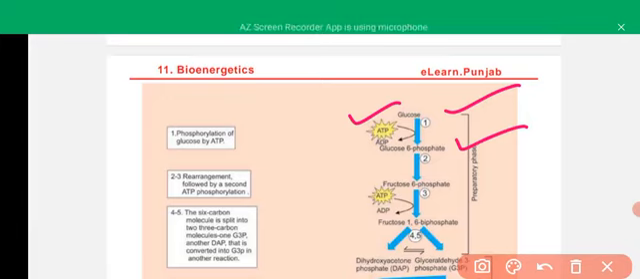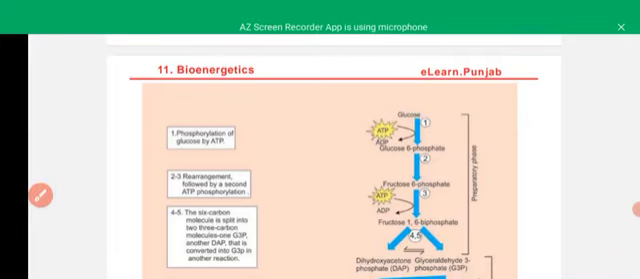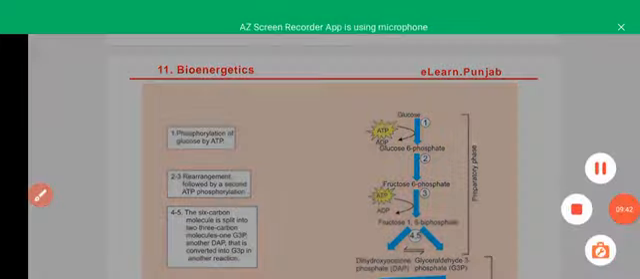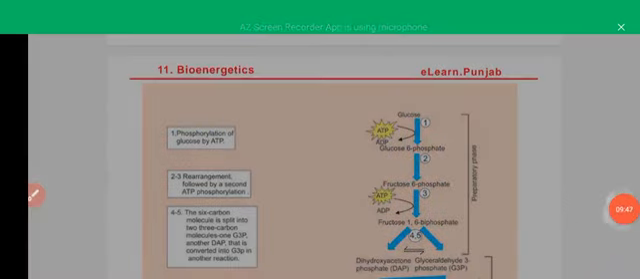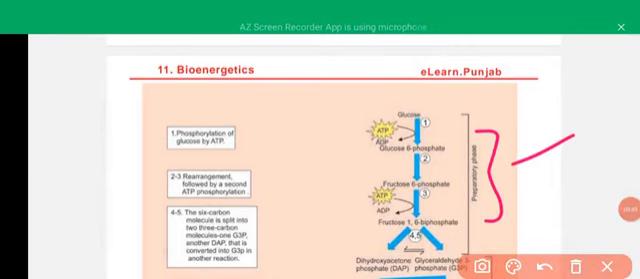We can call it an energy-consuming process, and it is called the preparatory phase of glycolysis. Here is the preparatory phase of glycolysis. Glucose is converted into glucose 6-phosphate. A phosphate is added at carbon number 6, then it isomerizes and converts into fructose 6-phosphate. It is the isomer of glucose 6-phosphate. Then a further phosphate group is added, forming fructose 1,6-bisphosphate.